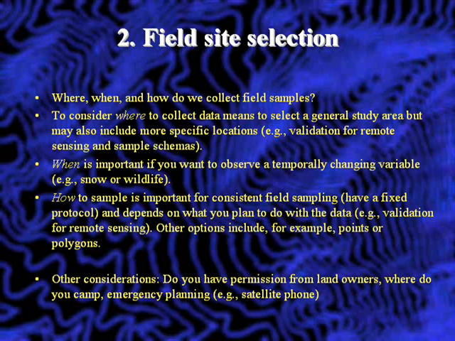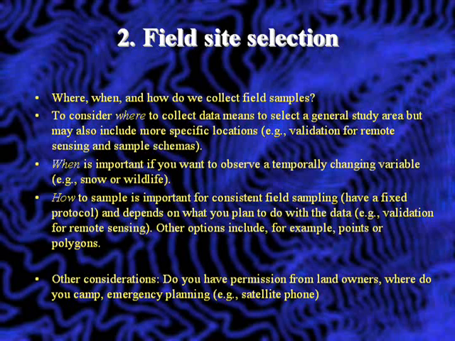So that's the where. Then when is also important, specifically if you want to observe temporarily changing variables. For example, snow cover. Right? In the summer, you won't find too much snow out there. Or wildlife. When is the wildlife actually migrating through here? Or phenologic cycle in a plant. When is the plant dormant? When is it active? So it's important that you actually consider when you would like to go out in the field in order to observe those variables.